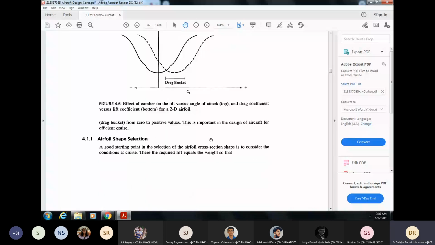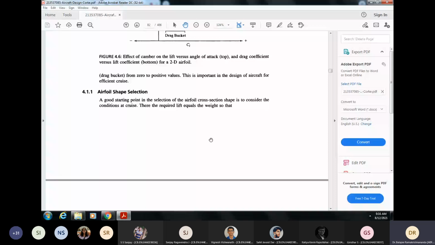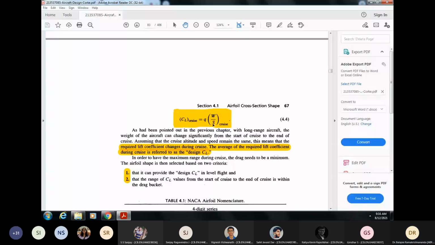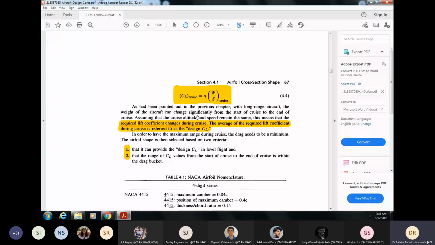The airfoil shape selection we went through yesterday. We found CL cruise by this formula. Now you can either find the average CL cruise, or, as I told you, the weight may change significantly for long range aircraft. For short range, the weight may not change significantly. Anyway, you find the design CL range, and make sure most of the drag bucket of the airfoil you select falls within the CL range, as discussed yesterday.